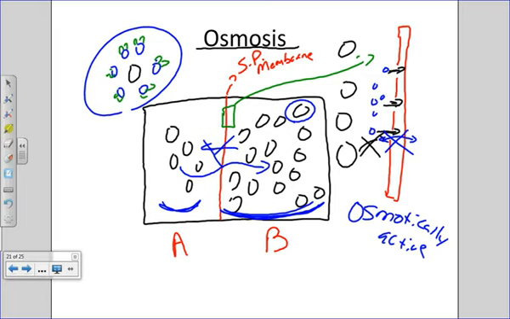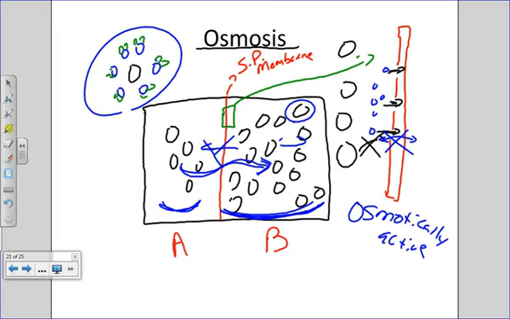Just like diffusion, this water is going to be drawn in this direction until the forces equilibrate, until the concentration of water is equal on side A and side B. Again, this is a very basic explanation because I didn't go into molarity, molality, and all that stuff, but that's the basics of how osmosis works.